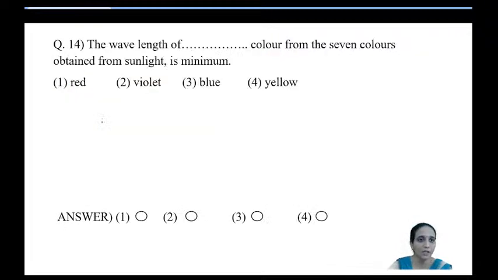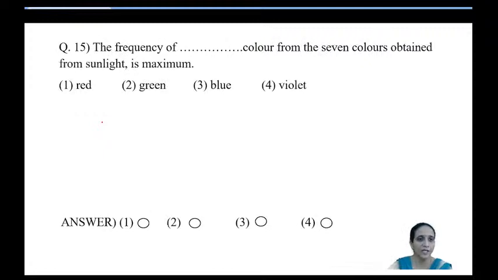Question number 14. The wavelength of dash color from the 7 colors obtained from sunlight is minimum. Option number 1 is red, second one is violet, third one is blue, fourth one is yellow. Over here the correct answer is the violet color.